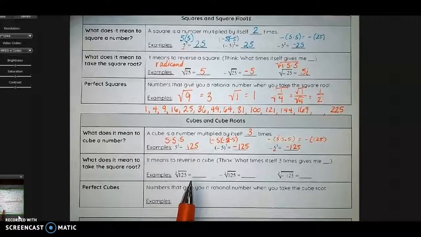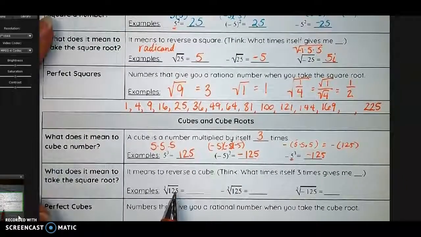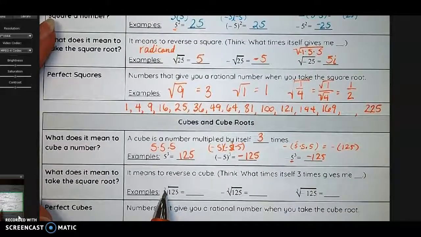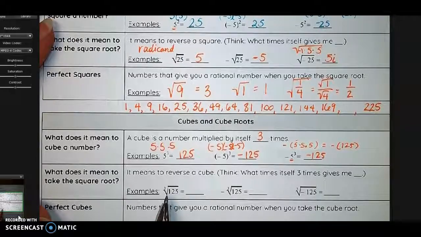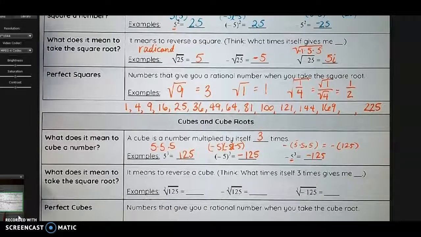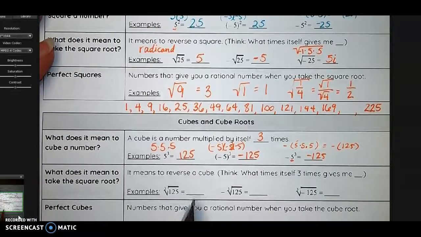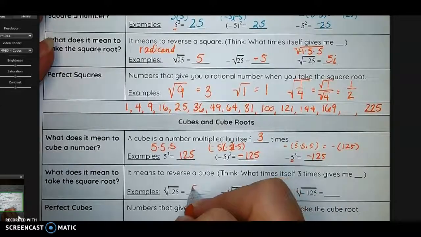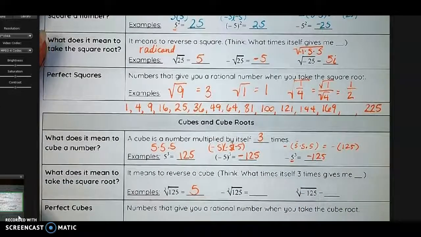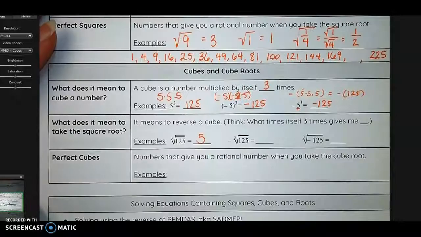I'm going to zoom in there a little bit. But you notice there's a little 3 there. So that little tiny 3 tells me I don't just want the square root, I want the cube root. So I have to think about what times itself 3 times. And that would be 5. And we can see that from our work above.